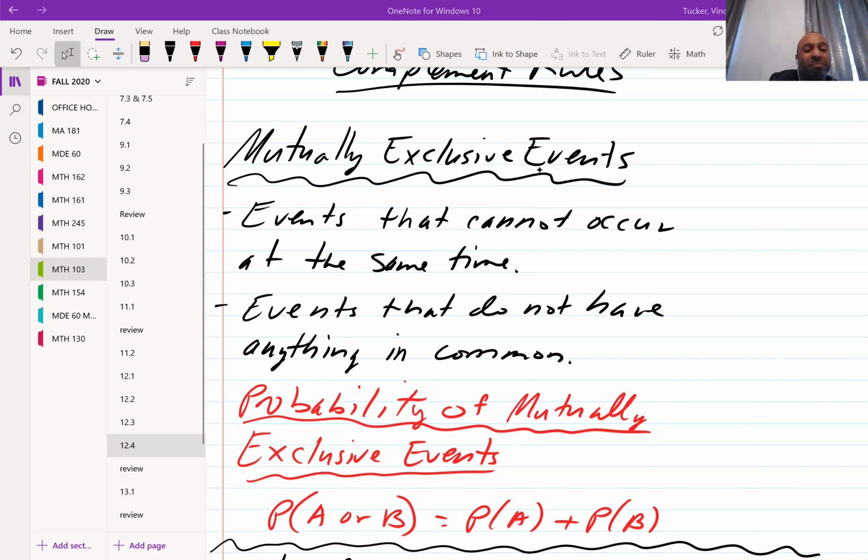So the probability of mutually exclusive events and how we'll calculate that.